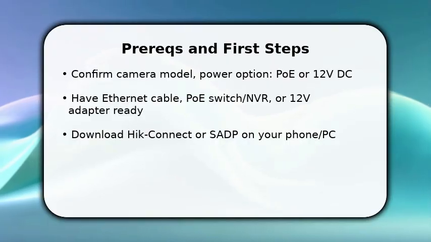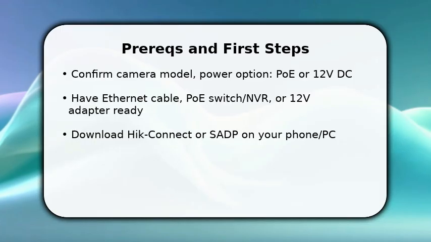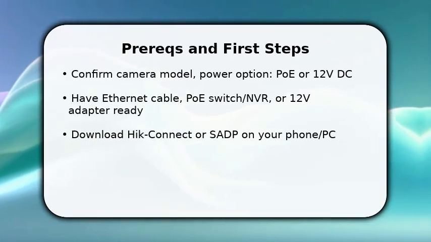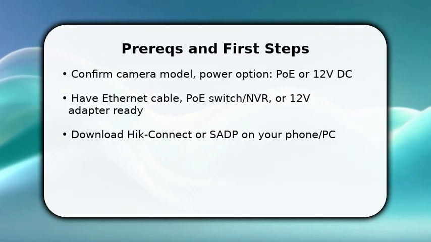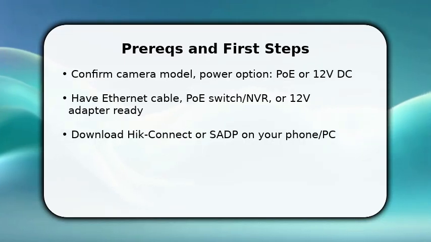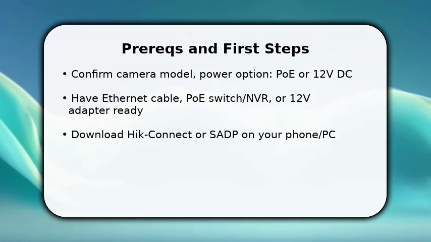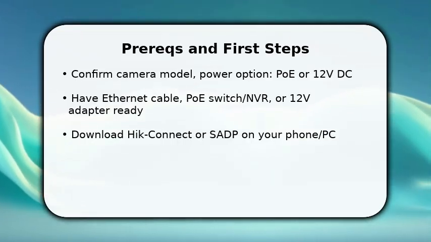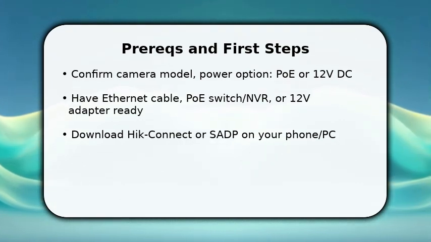You're starting with essentials. Confirm the camera model and whether you'll use PoE or a 12V DC adapter. Connect the camera to the network with an Ethernet cable. If using PoE, plug into a PoE switch or NVR. Power up the camera and wait for status LEDs. Once powered, open SAP on your PC or Hikconnect on your phone to locate the device on the same subnet. This first step ensures the device is reachable, so you can assign an IP and continue configuration.